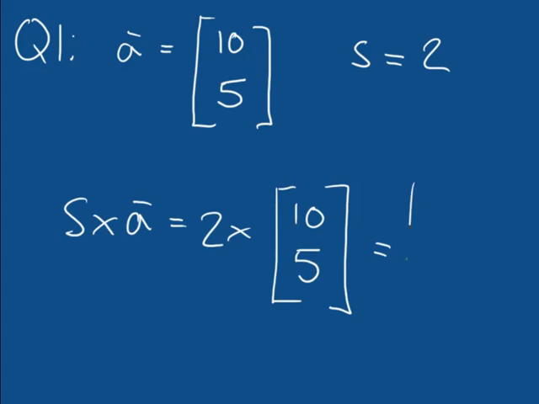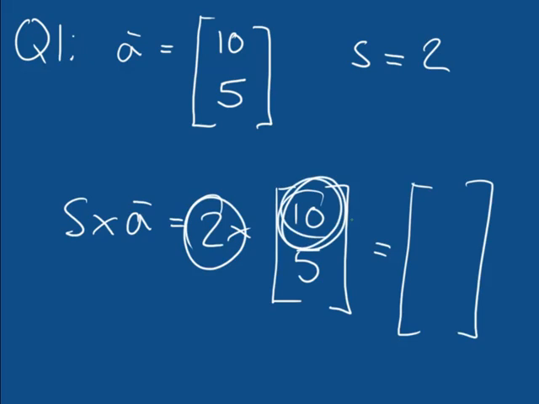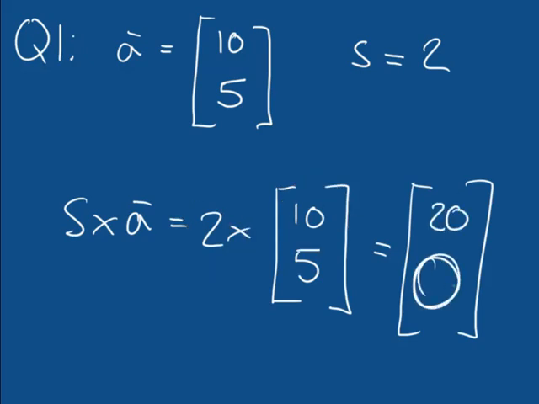which we know is going to give us a vector with two components. The first component is going to be equal to our scalar times the first component of the original vector. That's 2 times 10, which is 20. The second component is going to be equal to our scalar times the second component of our original vector. That's 2 times 5, which is 10. So you should have got the vector 20, 10.